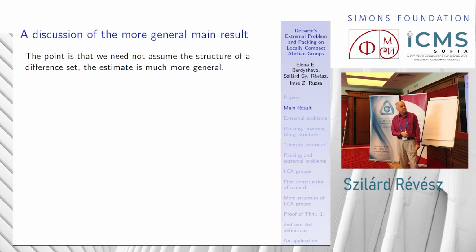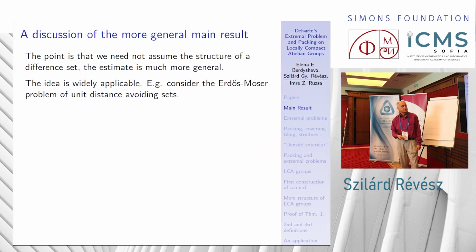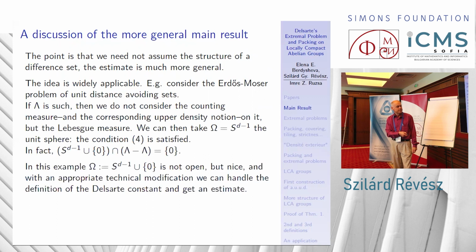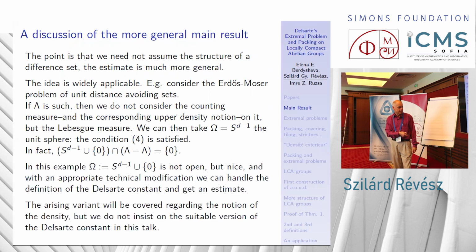So this small general result is really useful in other things. Maybe I don't go into details, but for instance, unit distance avoiding sets, or mutually unbiased bases, or a couple of other completely different things were already treated by this Delsarte extremal problem in our book. I skipped this because I started a little late.